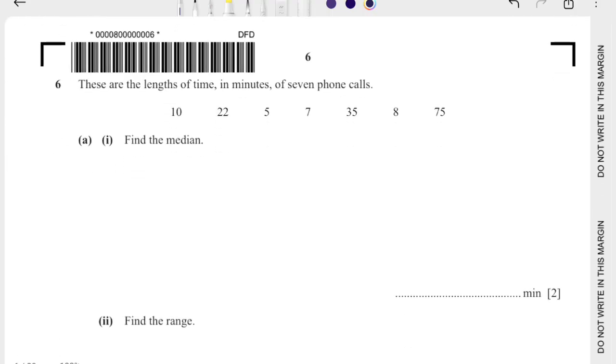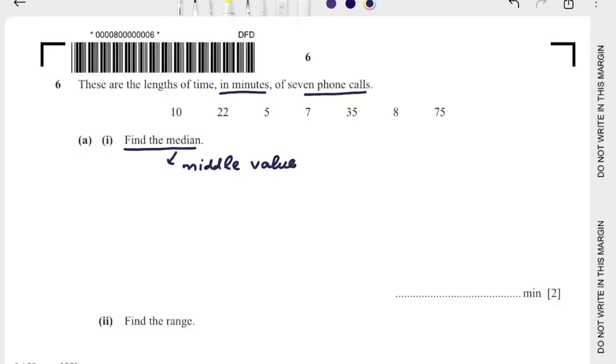Next question. These are the lengths of time in minutes of 7 phone calls. Find the median. So median is the middle value. To find the median, we have to arrange this data into ascending or descending order. So let us arrange it in ascending order.